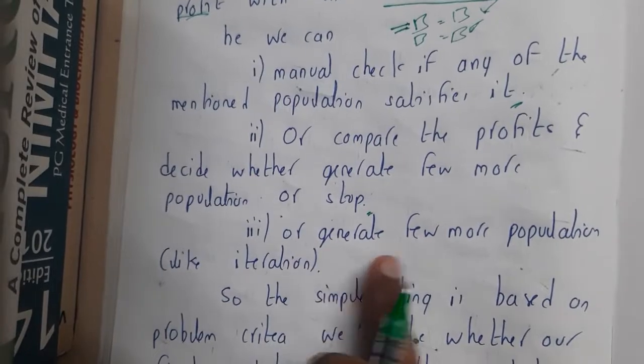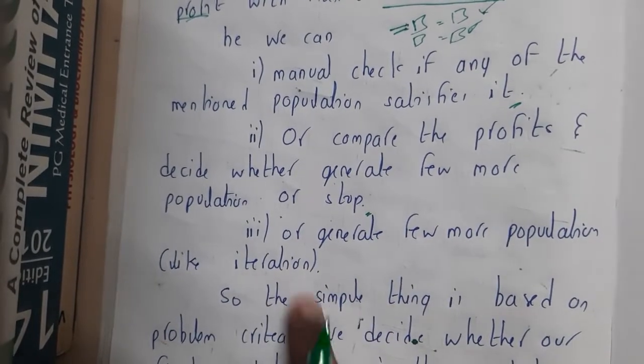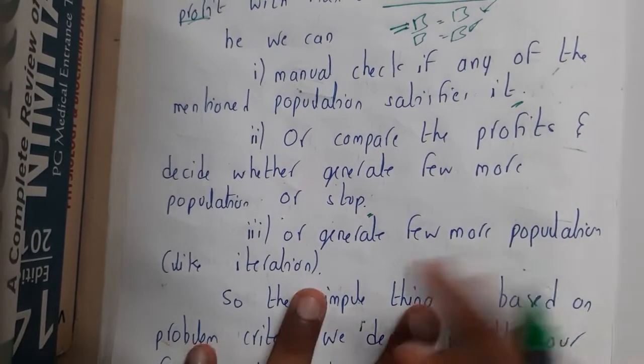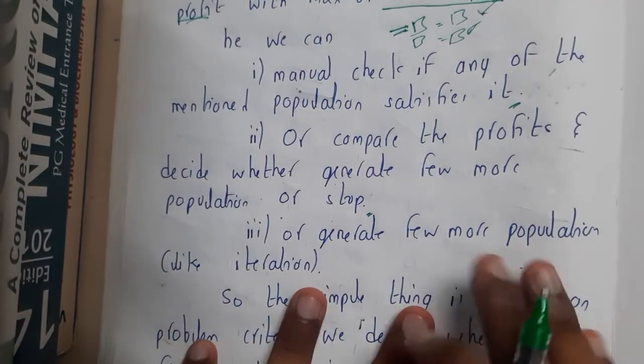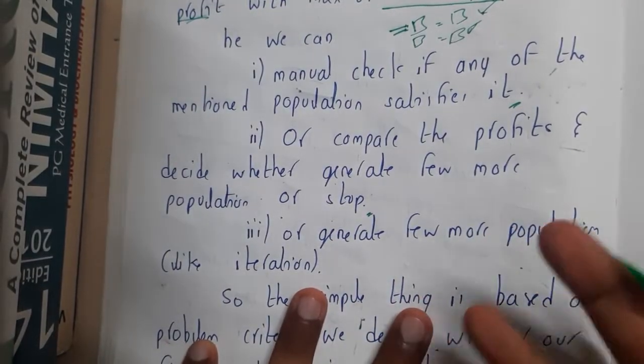Or you can generate a few more populations, like iterations. So basically you will say, okay, let it be, I'm not interested in checking, let me generate some more best options.